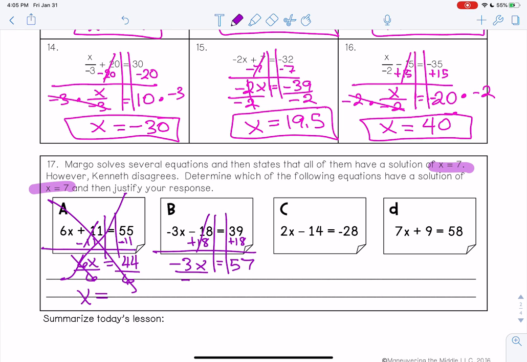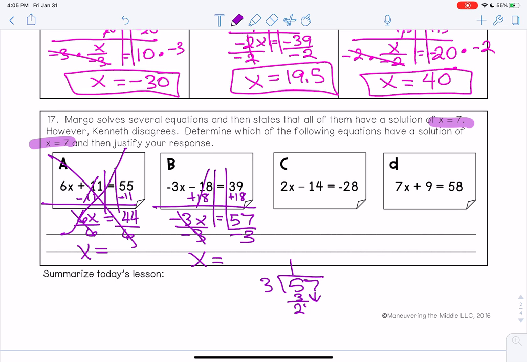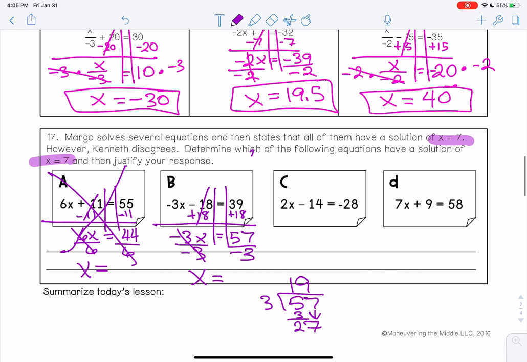The opposite of multiplication is division. The 3's cancel out, and x does not equal 7 because 57 divided by 3 is not 7, right? If we solve it down here, 3 goes into 5 once. You get a remainder of 2. Drop down that 7. 3 goes into 27 9 times. That's definitely not a 7. So we're going to cross that out.